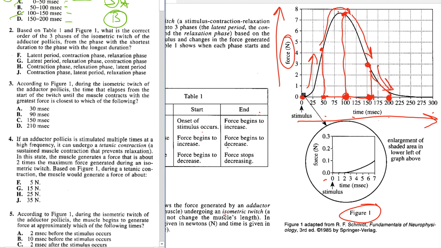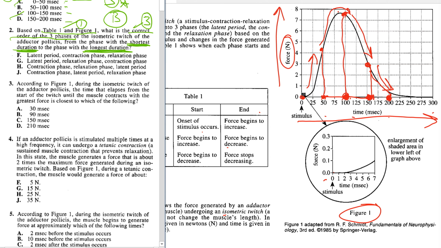Right. Question 2. Based on Table 1 and Figure 1, what is the correct order of the 3 phases of the isometric twitch of the thumb muscle from the phase with the shortest duration to the phase with the longest duration? So step 1 is to find those 2 figures. Step 3, because that's the last thing we have to do, is find the correct order.